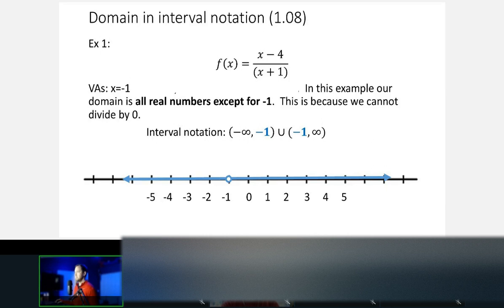All right. This is from yesterday. We did this already. I just want to touch base again, talking about domain and interval notation. We find the VA to be, our domain is everything except -1, right? Because it makes it divide by 0. So there's your hole in the graph. The interval notation is from -infinity up to -1, the union symbol.